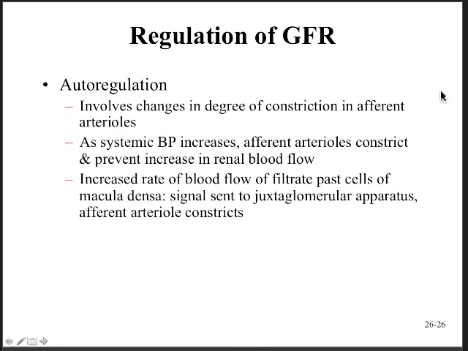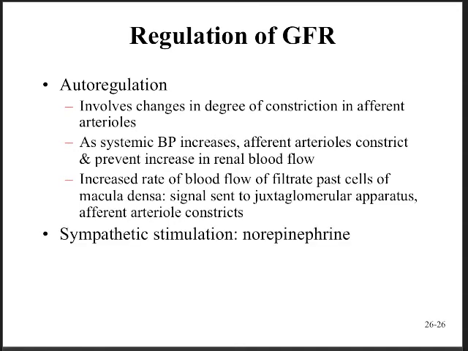So the increased rate of blood flow past the macula densa results in a signal to the JGM causing the afferent arteriole to constrict. And what this is going to do is slow down GFR, right? Because as the afferent arteriole constricts, the amount of filtrate we make is going to go down because the pressure inside the glomerulus is going to go down.